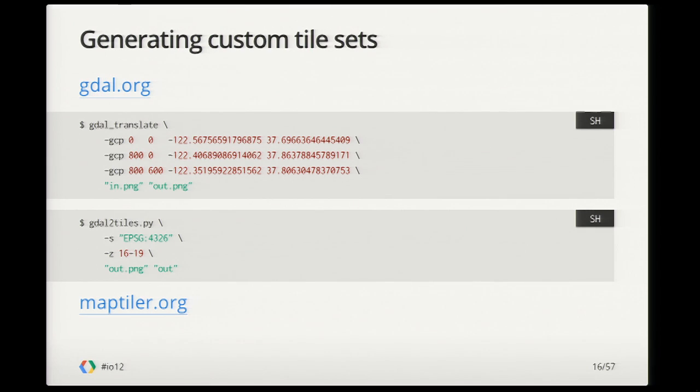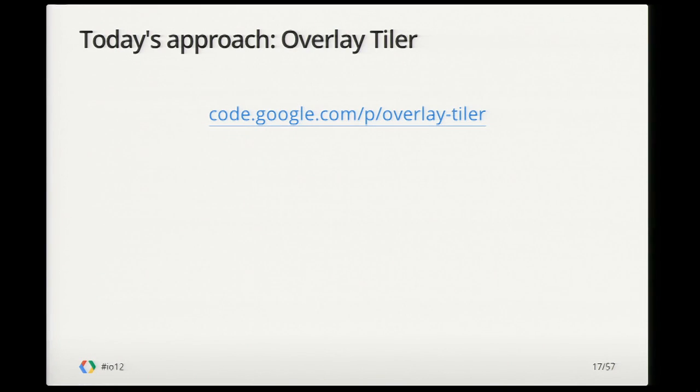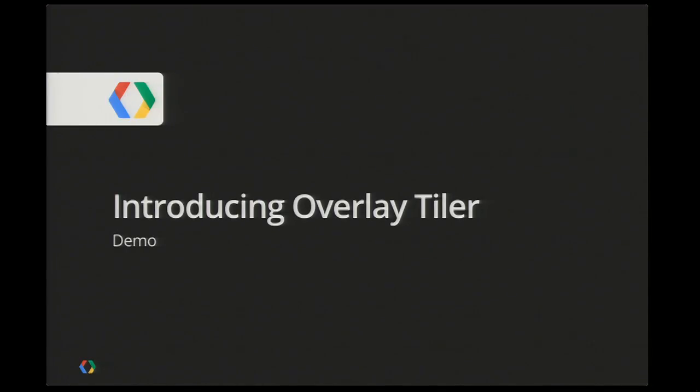Now these tools are really great, but as I demonstrated at I/O last year, it's quite difficult to find those precise coordinates. So I demonstrated an application last year that helps you with this, but this year we've got a more complete solution. We've open sourced it. It's called Overlay Tiler, and you can download the source code here. But today, Andrew and I will be showing you some of the details about how we built it. So let's jump straight into a quick demo.